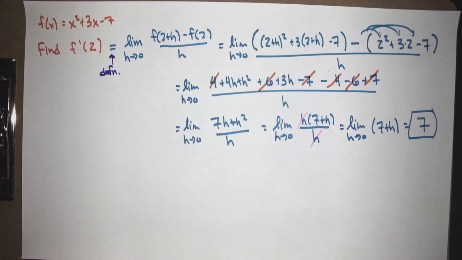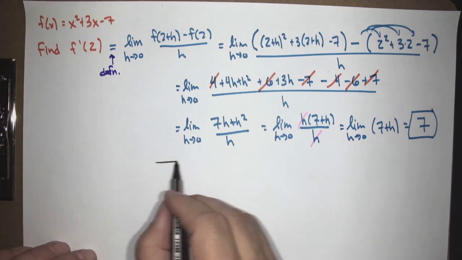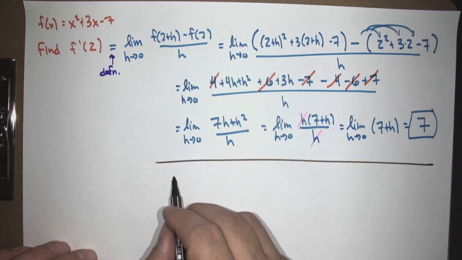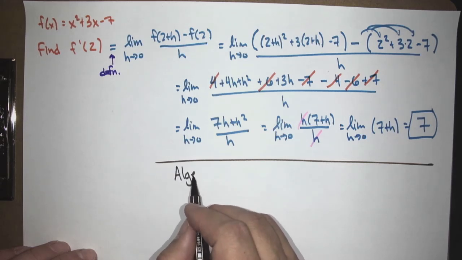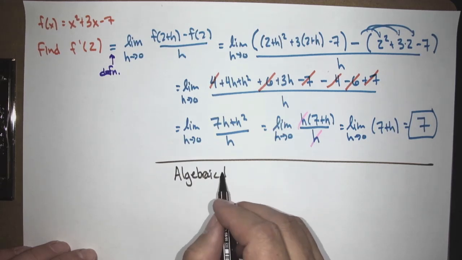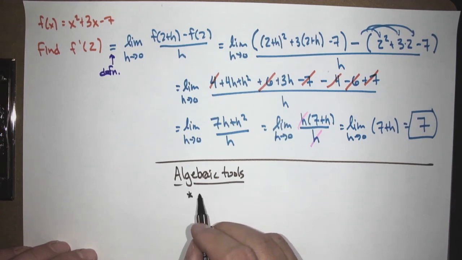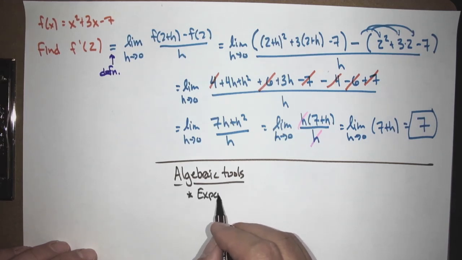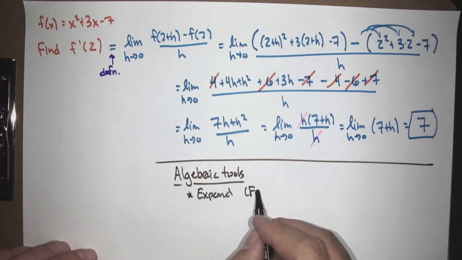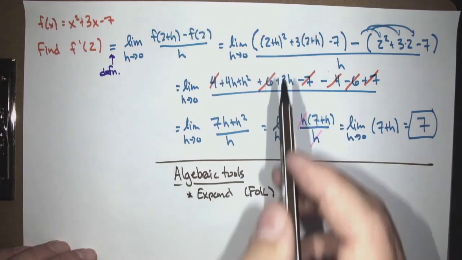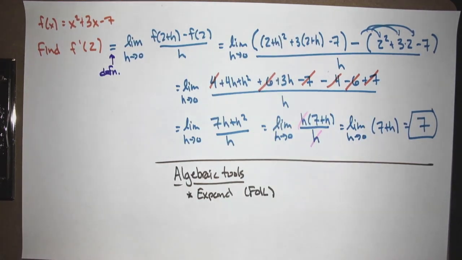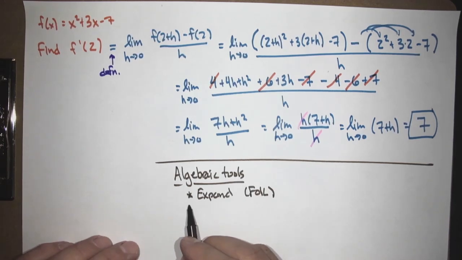But that's next week. I'll make a couple of comments here. When it comes to your algebraic tools, there's not too many that you need to worry about, but I want you to make sure you can do the following. You should be able to expand, and by that I mean things like FOIL. So that's that 2 plus h quantity squared. You should probably also be able to factor. That sometimes does come in handy. So know how to factor.